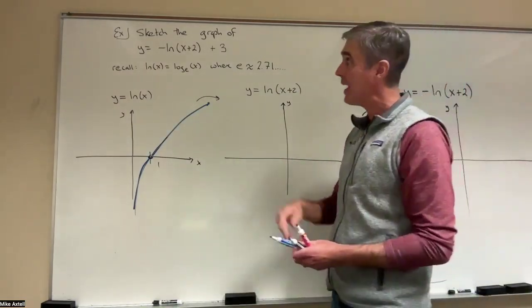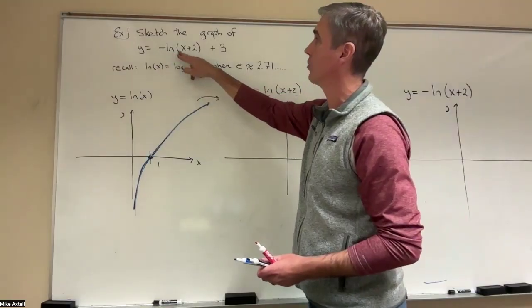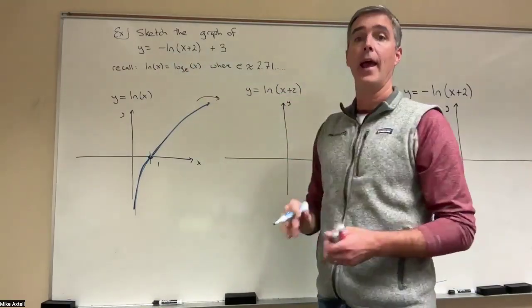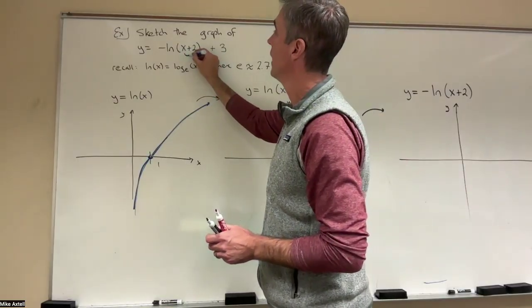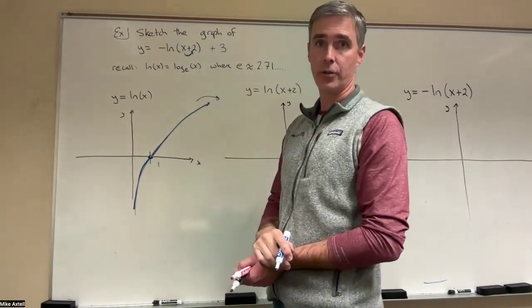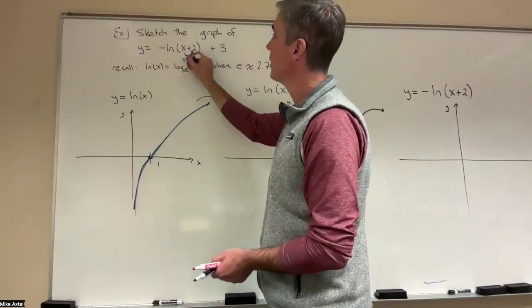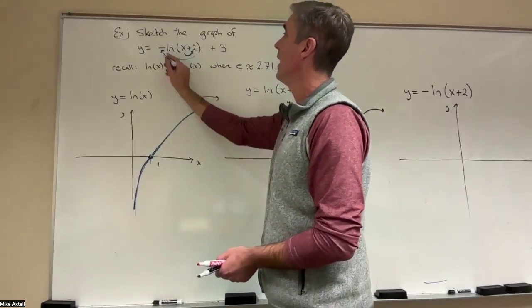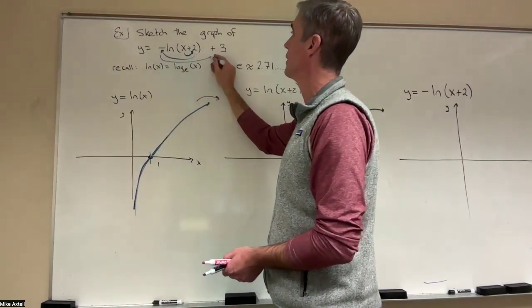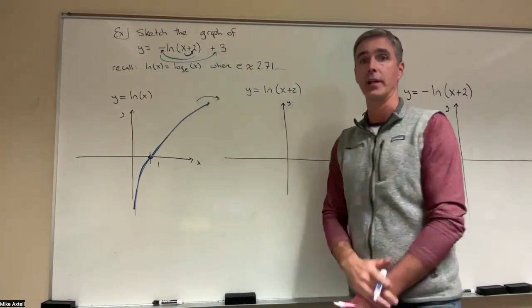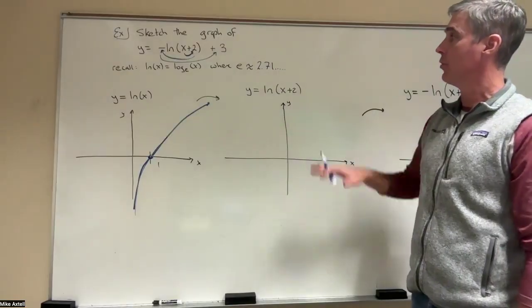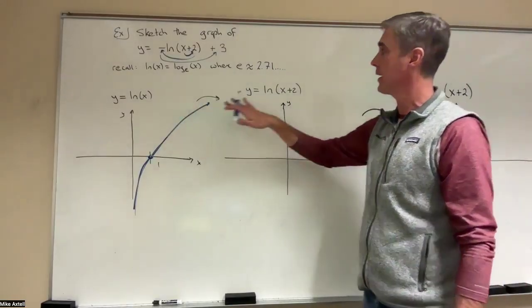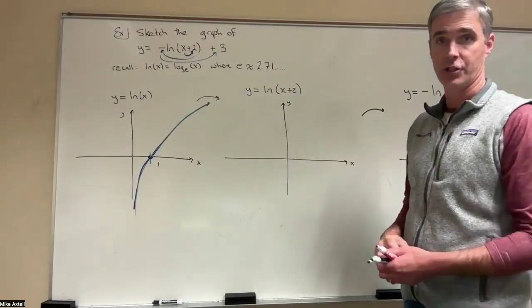Great. Now I'm after the graph of the negative natural log of x plus 2, plus 3. And I'm going to take my transformations in the following order. Starting at x, I'm going to deal with adding 2 to x. Then I'm going to deal with that negative sign. And last but not least, I will take care of adding 3 to everything. Okay. All right. So let's shift over now and go from the graph of the natural log of x to the graph of the natural log of x plus 2.